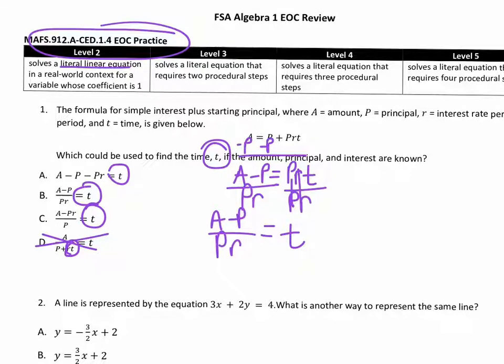Don't forget, you could also have had it written negative p plus a over pr equals t, would mean the same thing, not different. So when you're looking for the correct answer, you always know that you can flip-flop things like that so that you can find the right answer. Answer is B.